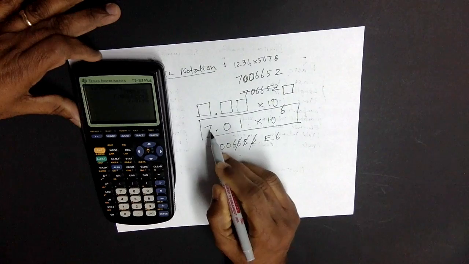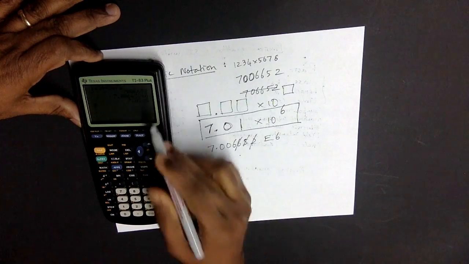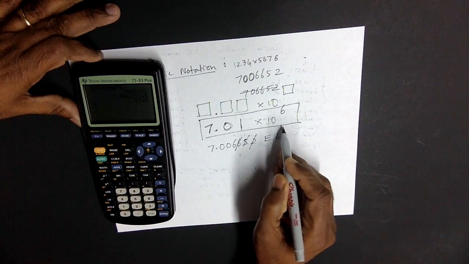Now this has got 3 significant figures, 1, 2, 3. 3 significant figures, 2 decimal places. So expressing it in this fashion is called scientific notation.